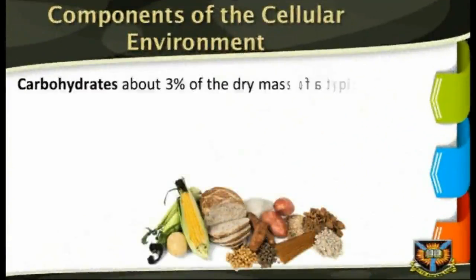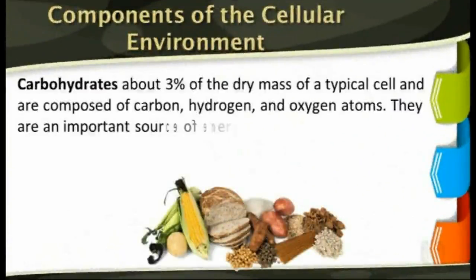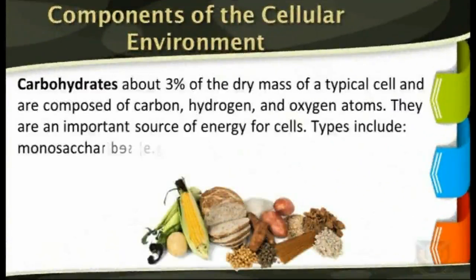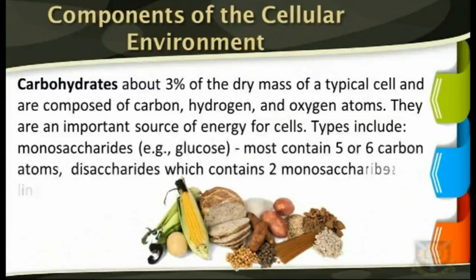Number 2, carbohydrates. They are about 3% of the dry mass of a typical cell. They are composed of carbon, hydrogen, and oxygen atoms. Example, glucose. They are an important source of energy for cells. Types include monosaccharides, e.g. glucose. Most contain 5 or 6 carbon atoms.